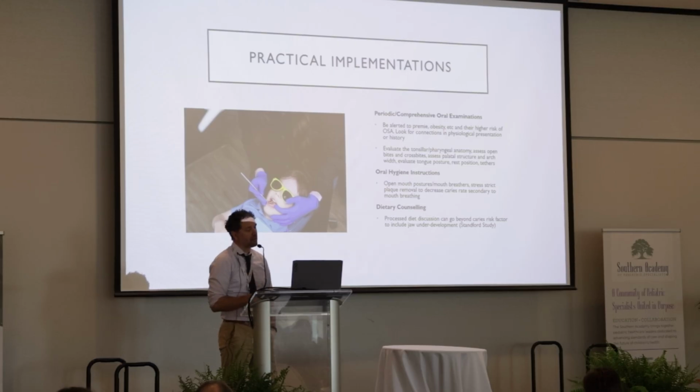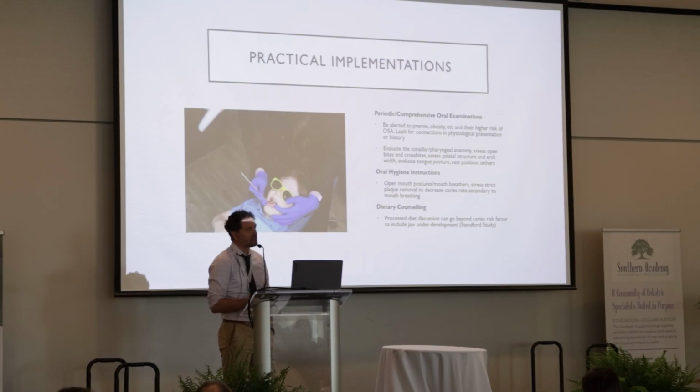But again, if we get back to our health history, be alert if it's a preemie or they have obesity, things of that nature. Start being on the lookout for OSA and where you may want to refer the child out. With OHI, I think it's important to talk about the open mouth posture, the caries rate, the mouth breathing, the heavy amount of plaque, and really stress good hygiene in those cases.